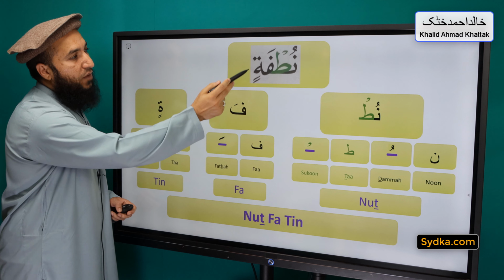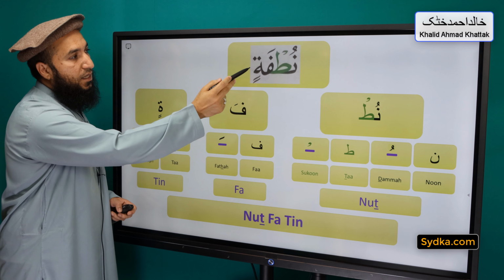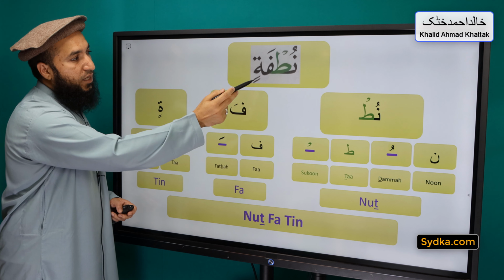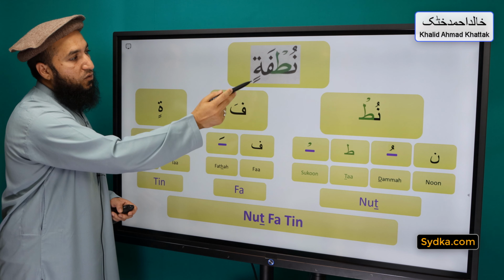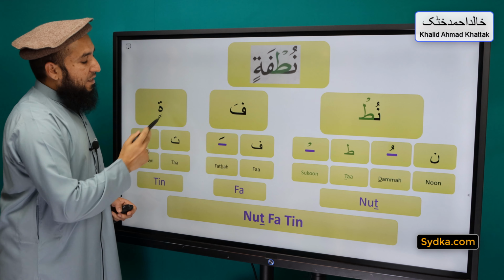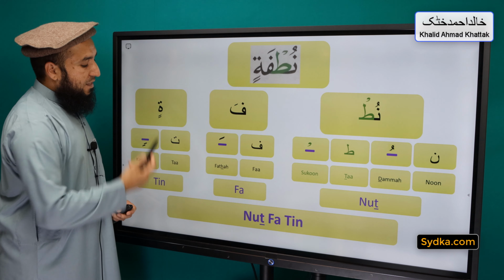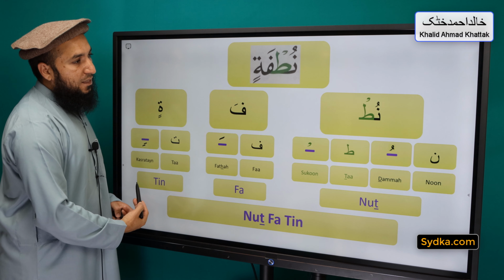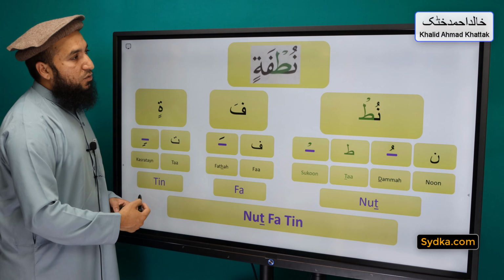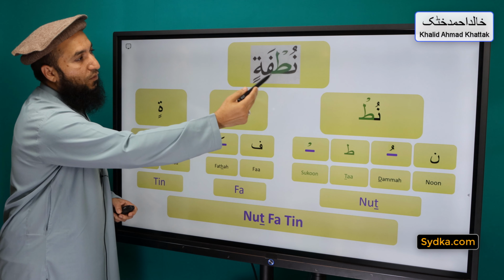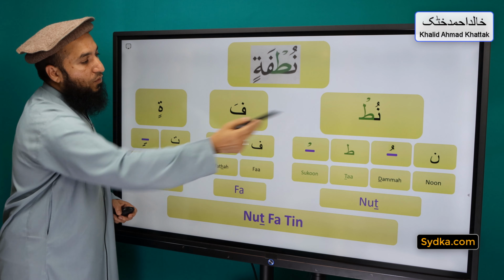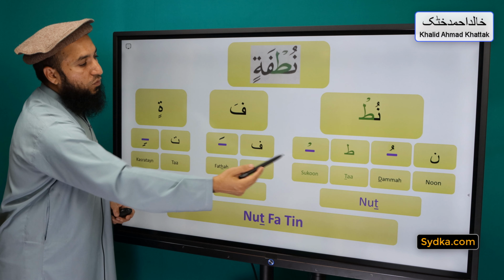The next syllable we have is ta kasratain tin. Ta is a light letter, it has kasratain underneath. Ta kasratain tin. Combining all 3 syllables together we have نطفات.